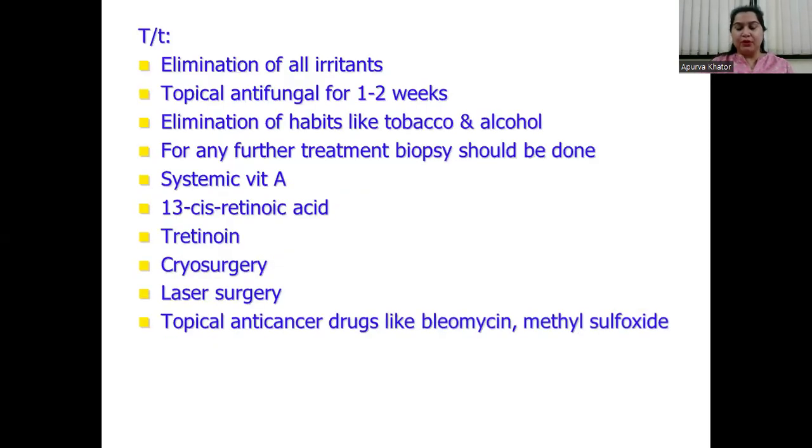Coming to the proper treatment of leukoplakia, after you have eliminated all the irritants, we have to advise the patient to use topical antifungals for 1 to 2 weeks. The most common preparation uses clotrimazole. You have to eliminate habits like tobacco and alcohol. If the lesion is not responding to the treatment or the lesion is very big, we should go for biopsy. We can also go for systemic vitamin A therapy, 13-cis retinoic acid, tretinoin. Cryosurgery and laser surgeries can be done on bigger leukoplakic lesions, and certain topical anti-cancer drugs can be given, like bleomycin, dimethyl sulfoxide, etc.